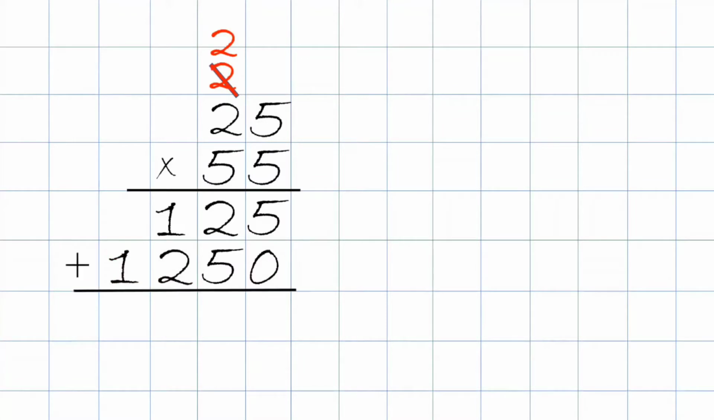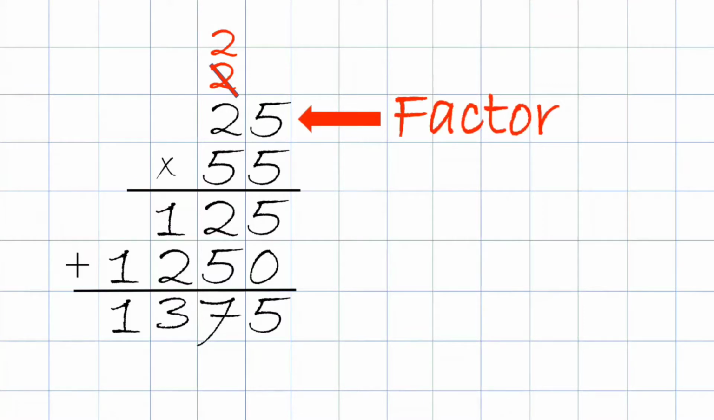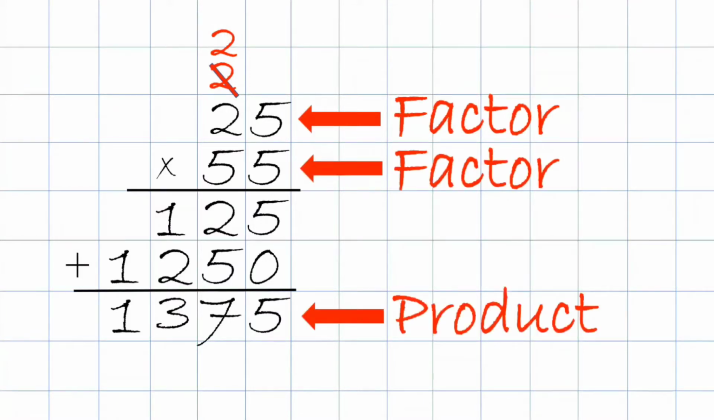Next, we add them up. And of course, we start with the right column. 5 plus 0 equals 5. 2 plus 5 equals 7. 1 plus 2 equals 3. 0 or nothing plus 1 will equal 1. So 25 times 55 will equal 1,375. Factor times factor will equal the product.